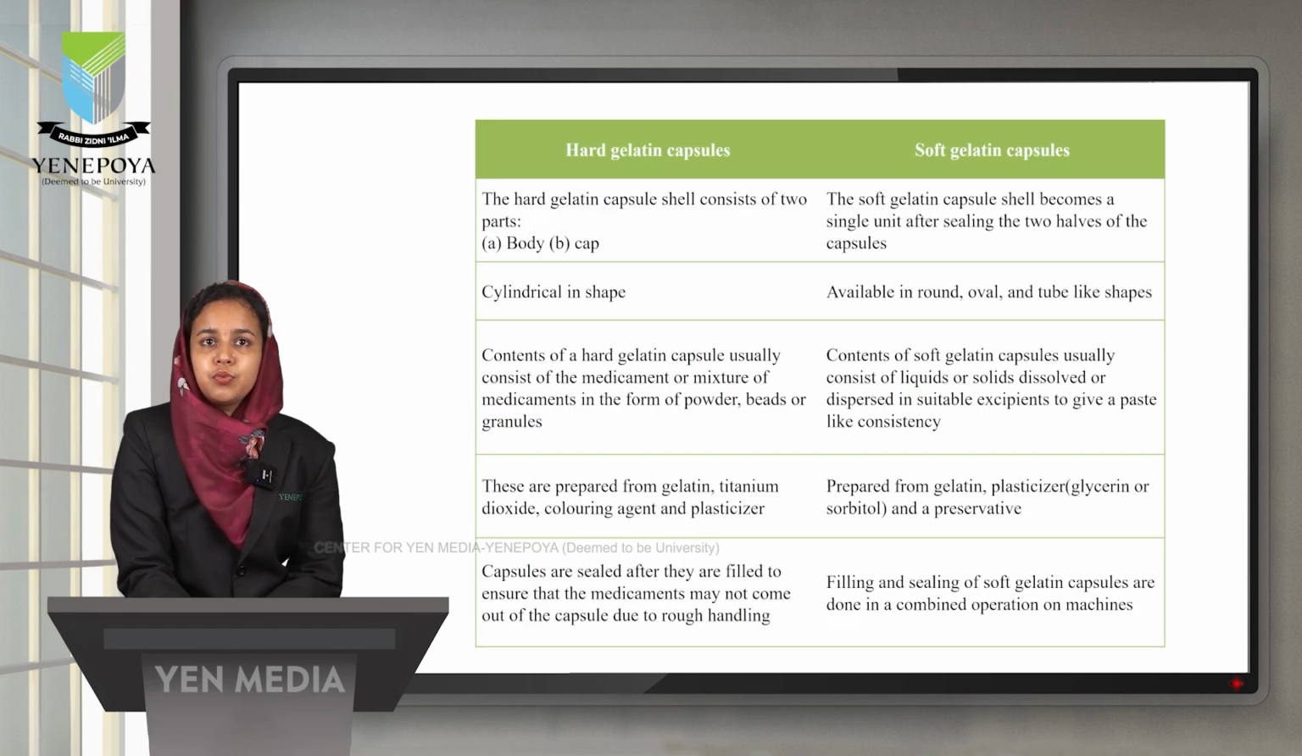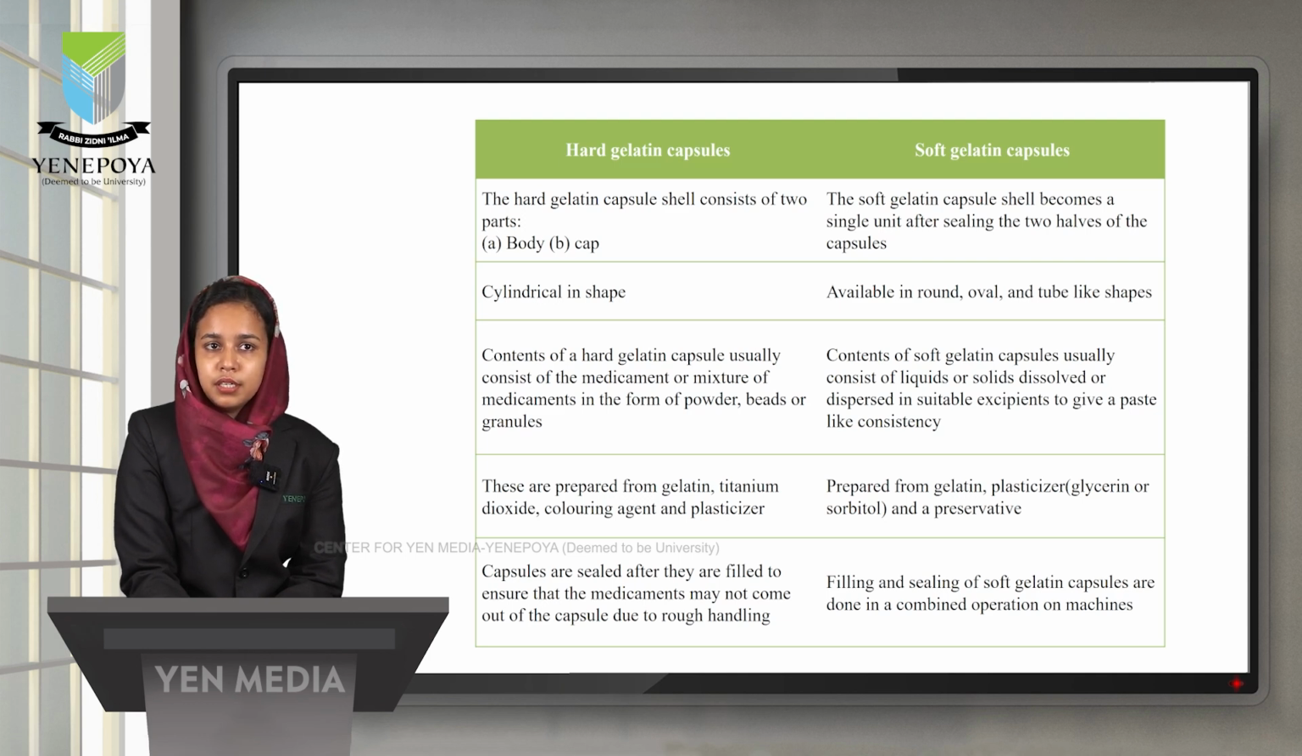Now the differences between hard and soft gelatin capsules. The hard gelatin capsule consists of two different parts, the body and the cap, whereas the soft gelatin capsule shell becomes a single unit after sealing the two halves of the capsule. Hard gelatin capsule is cylindrical in shape, whereas soft gelatin capsules are available in round, oval and tube-like shapes.